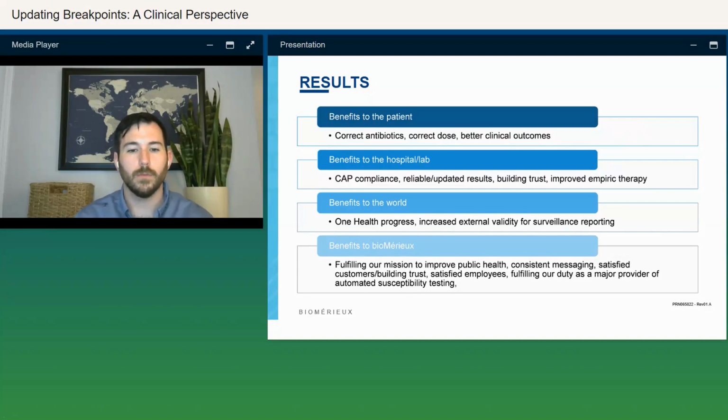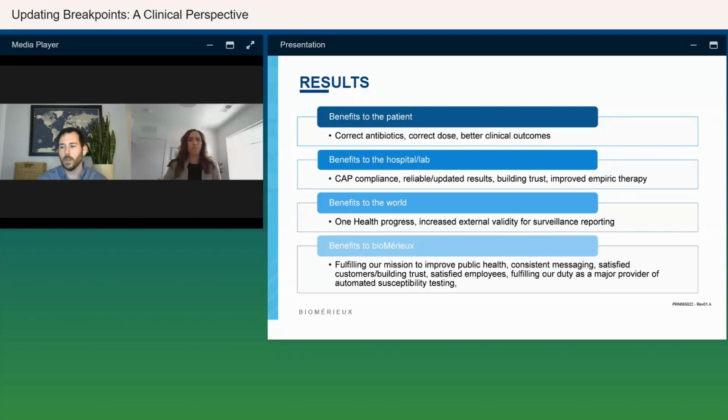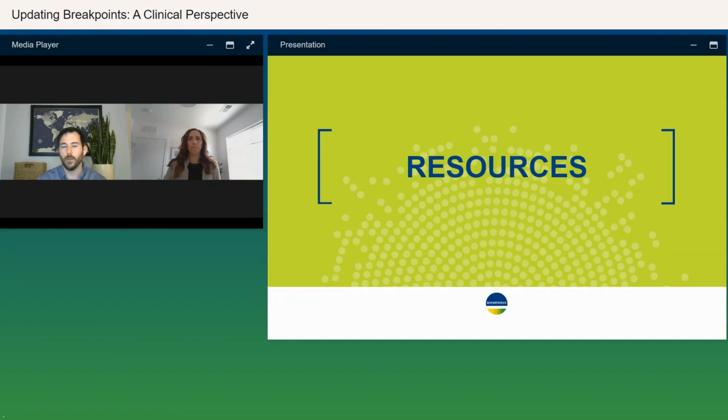And finally, to bioMérieux for us. So this fulfills our mission to improve public health worldwide. We want to be providing consistent messaging and have satisfied customers and build trust, again, along that pathway. For me as an employee, for I think many of the folks that are working on this, this is very satisfying. It's fulfilling our duty as a major provider of automated susceptibility testing to cascade up what else is shown here on the slide. So in closing here, I will move us back over to Lauren.